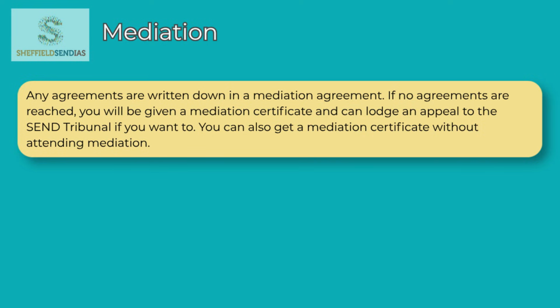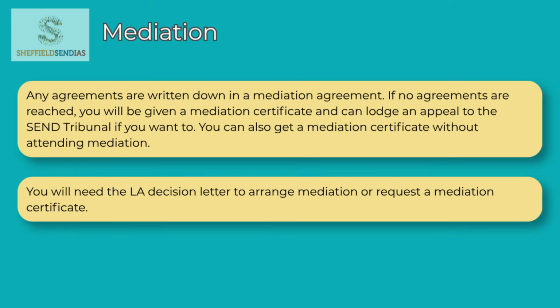If an agreement is not reached, you will be issued with a mediation certificate and you will be able to lodge an appeal with the SEND Tribunal if you want to. You can also obtain a mediation certificate without attending a mediation appointment if you prefer. You will need a mediation certificate if you want to lodge an appeal. You will need the local authority decision letter to arrange a mediation appointment or to request a mediation certificate, so it's important to keep it somewhere safe. We have another video about mediation on our YouTube channel which goes into more detail about how to prepare for the meeting and what to expect.